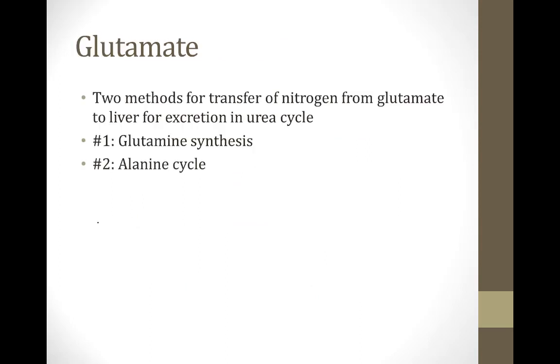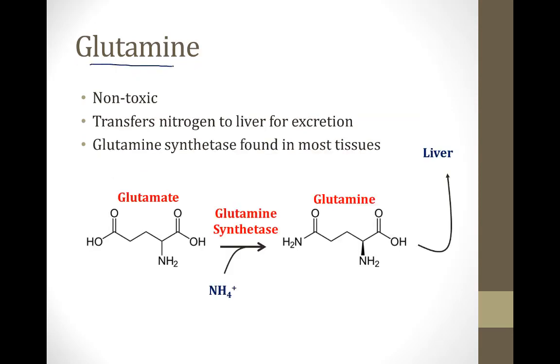So as we have seen, many amino acids pass their nitrogen to glutamate, but what happens to the glutamate? Well, it turns out there are two major methods by which most cells in the body transfer the nitrogen from glutamate to the liver so that the liver can excrete the nitrogen in the form of urea. The first method is glutamine synthesis, and the second method is the alanine cycle. Glutamine is a non-toxic structure that shuttles nitrogen to the liver for excretion.